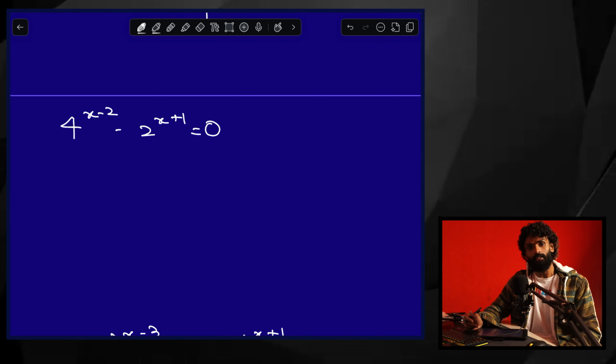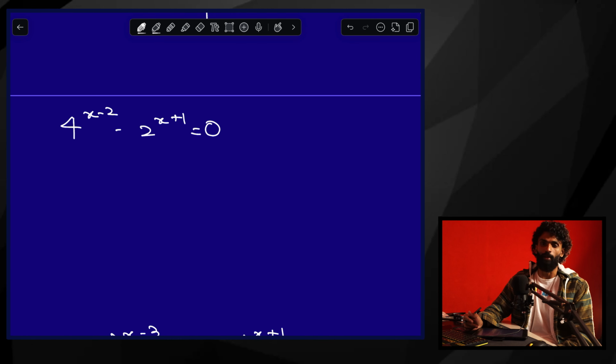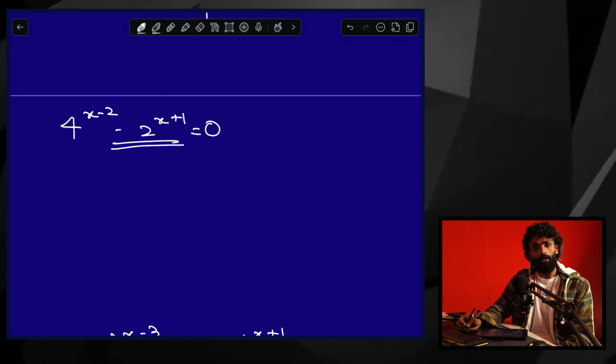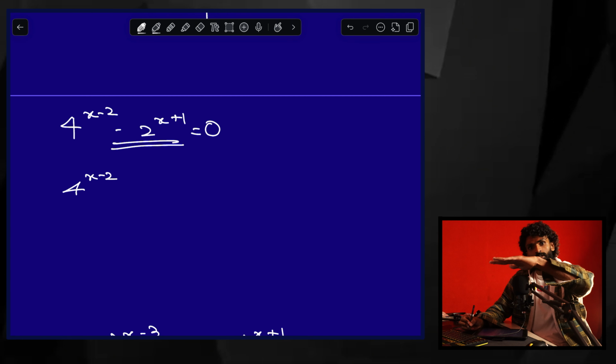Wherever 0 and 1s are there, it is trying to make your life much more simpler. And to add up onto all these things, there's a minus here. Okay. So what I'll do, I'll keep all the positive things to the left hand side, which means 4 to the power x minus 2 remains as it is. The minus goes to the other side, becomes a plus.